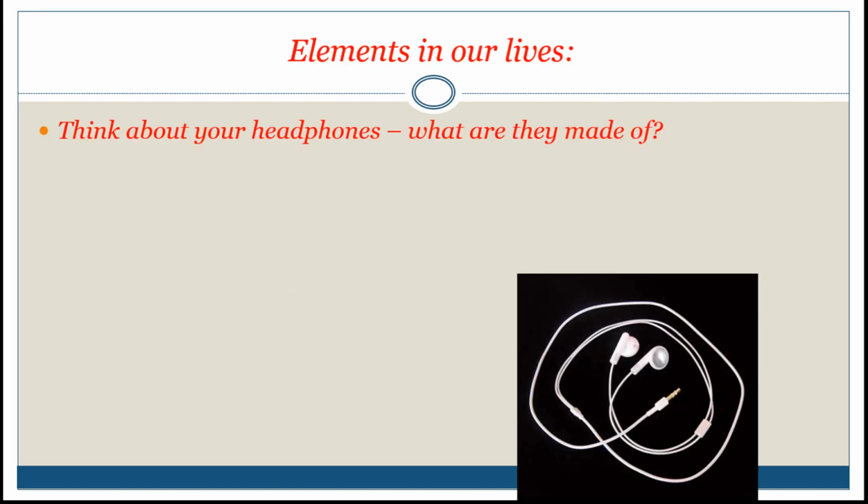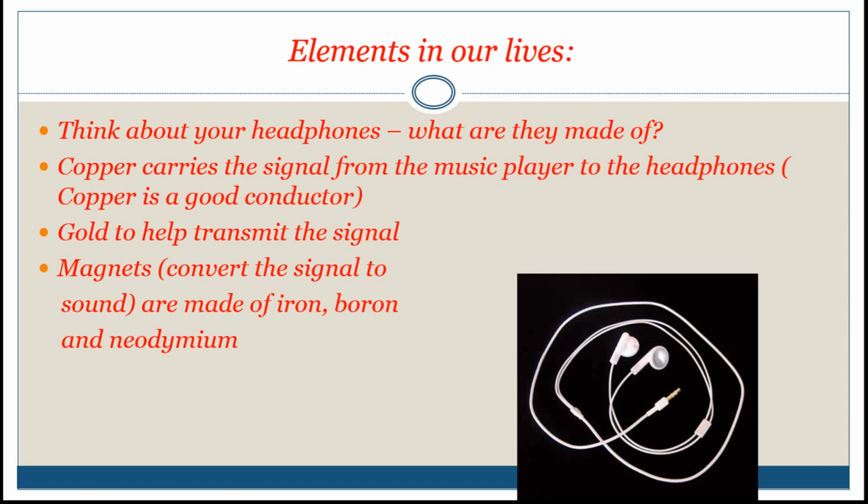Headphones. This is not in your notes. What are they made of? So just to let you know how some of these impact you, a standard set of headphones has copper, which is an element that carries the signal from the music player to the headphones. Copper is a good conductor. We'll learn about that later too.